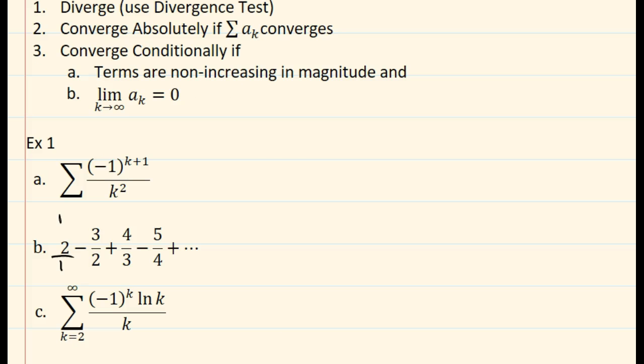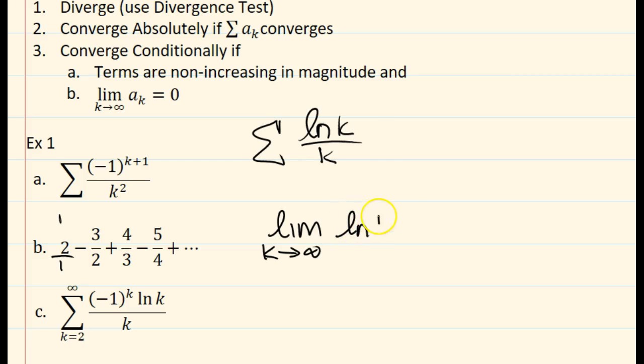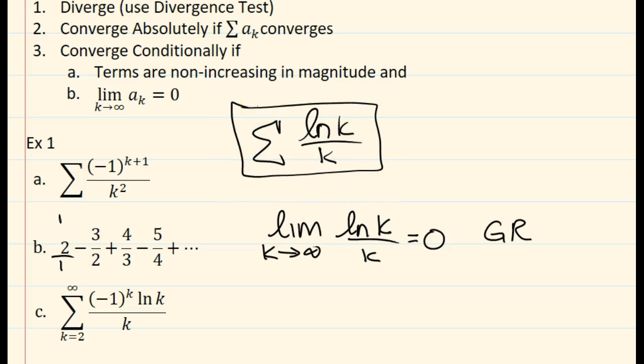Now let's try the last one. If we take a look at the non-alternating part, we're looking at the natural log of k over k. So let's first take the limit as k goes to infinity of the natural log of k over k. When we do that, we're going to find that's equal to 0 by using our growth rates, which means our divergence test is inconclusive and we have to keep going. So the next question is, does the non-alternating series converge or diverge? For this type of problem, maybe we should compare it to something that looks like 1 over k.